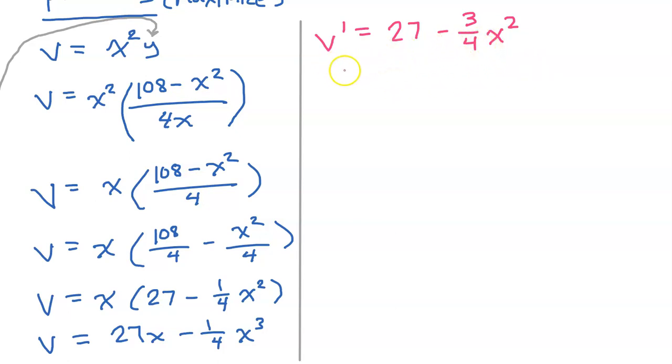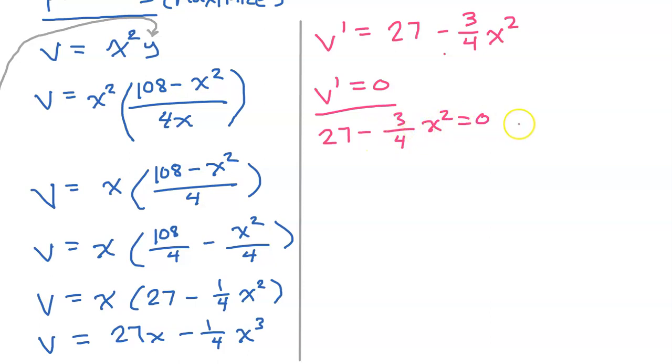We need to find where v prime is equal to 0 and where it is undefined. But this is a polynomial, so it is defined everywhere. So we don't really need to worry about where it's undefined this time. This time, maybe next time. So let's set v prime equal to 0 and find any critical numbers that we can find. So 27 minus 3/4 x squared will equal 0.